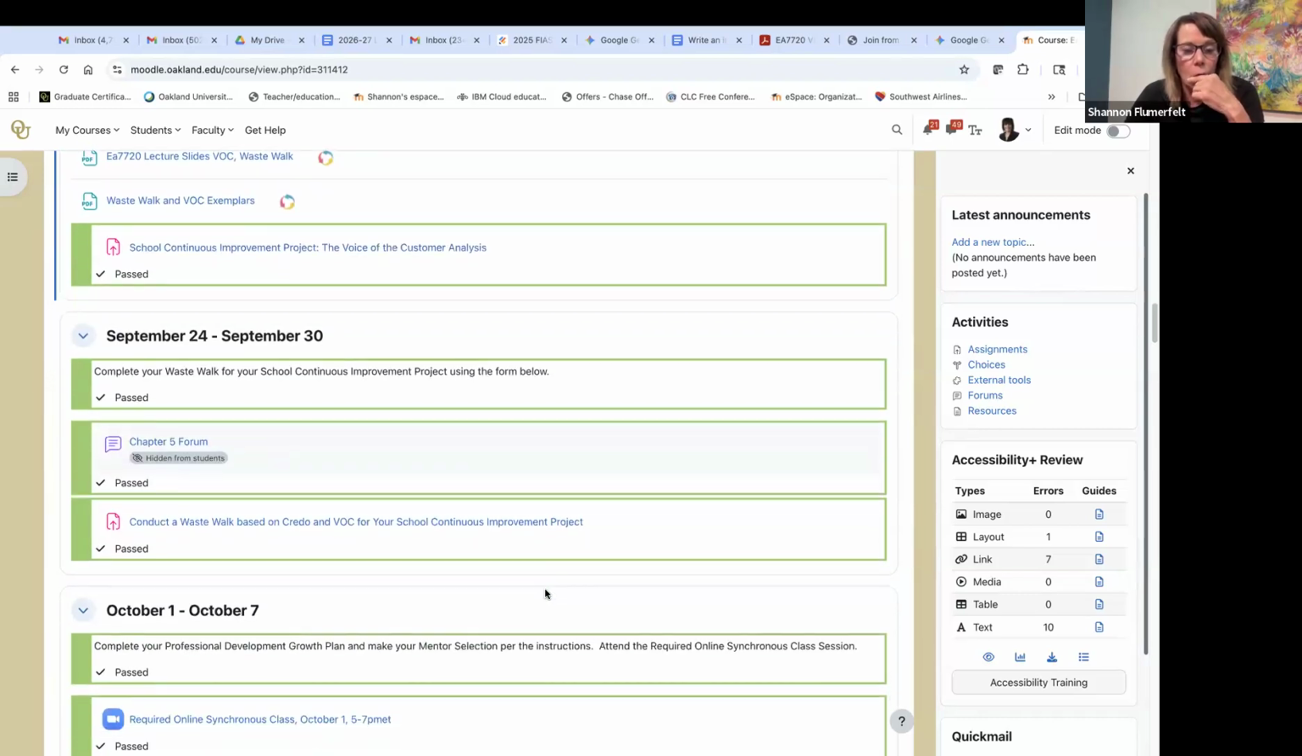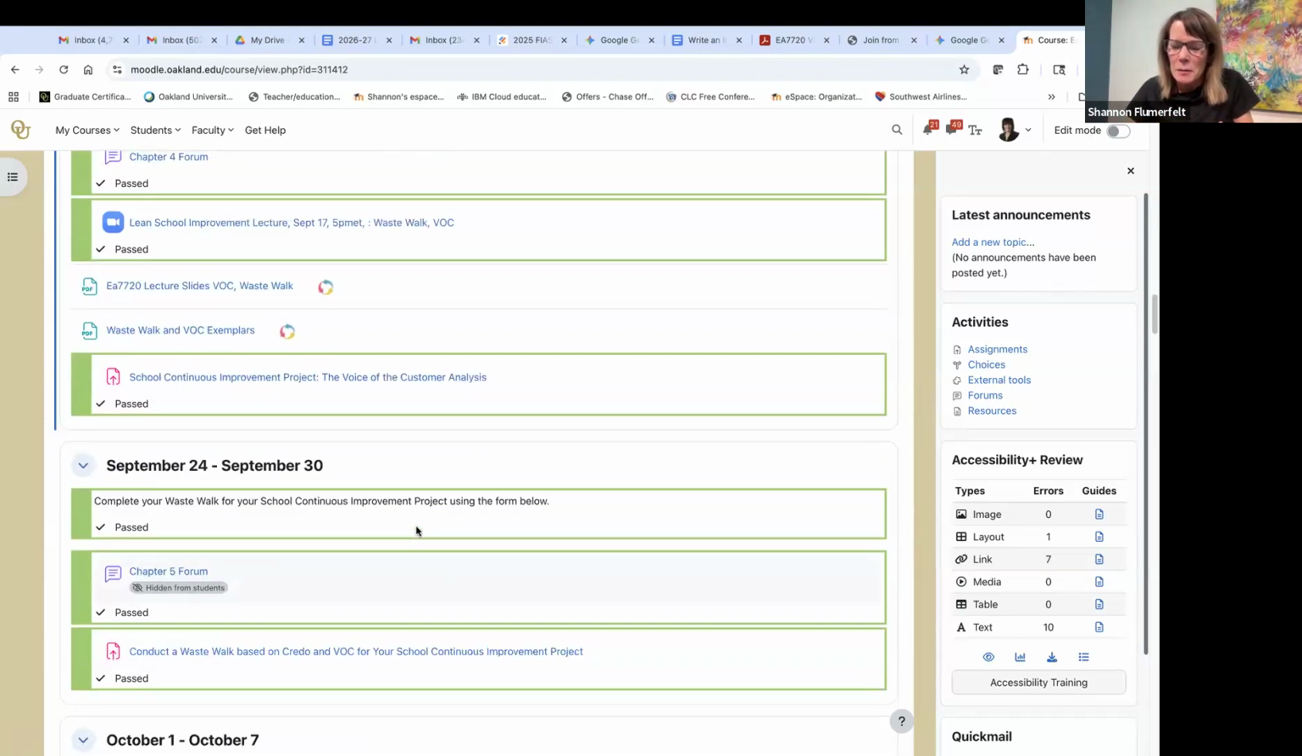So then you'll go ahead, we'll get into September 24th and move on to chapter 5. And then you'll do a waste walk, and this will be based on what you came up with in your voice of the customer. As I mentioned, I think before you got on, these tools that you've learned at the beginning don't have to be used in a specific order. We're doing that here in the class, but they're just a toolkit for you. You can pull them out and use them in any order that you wish.